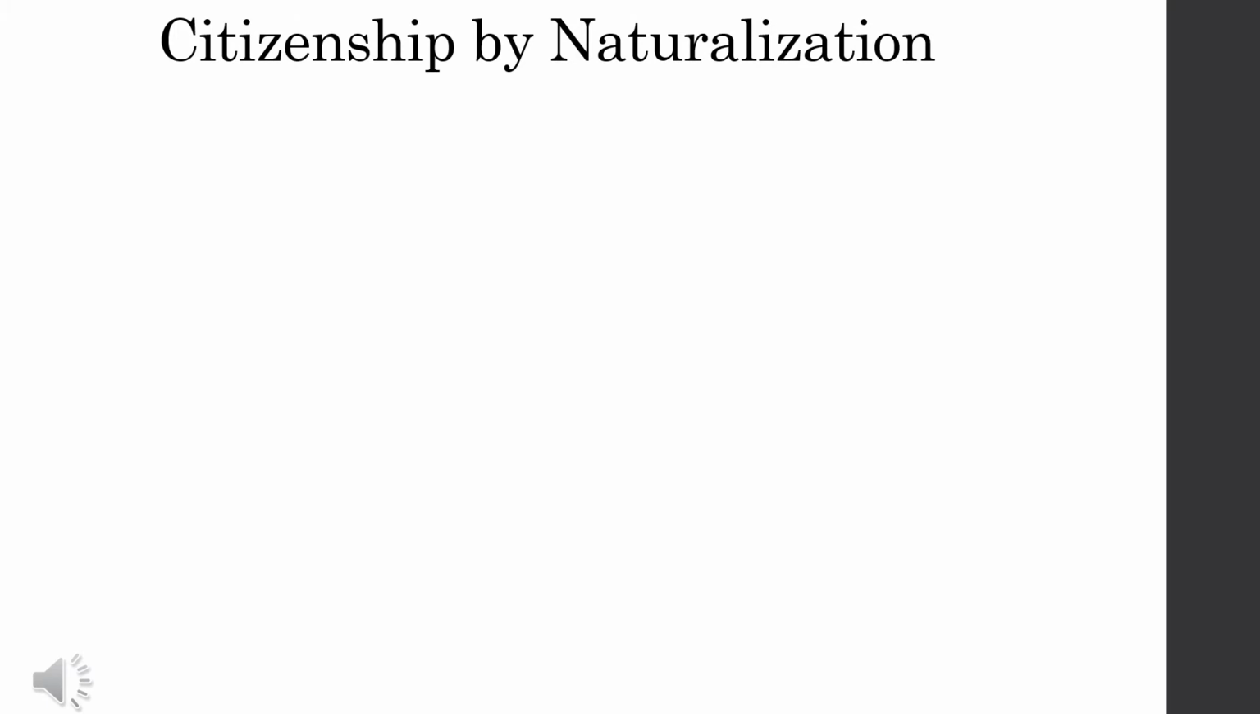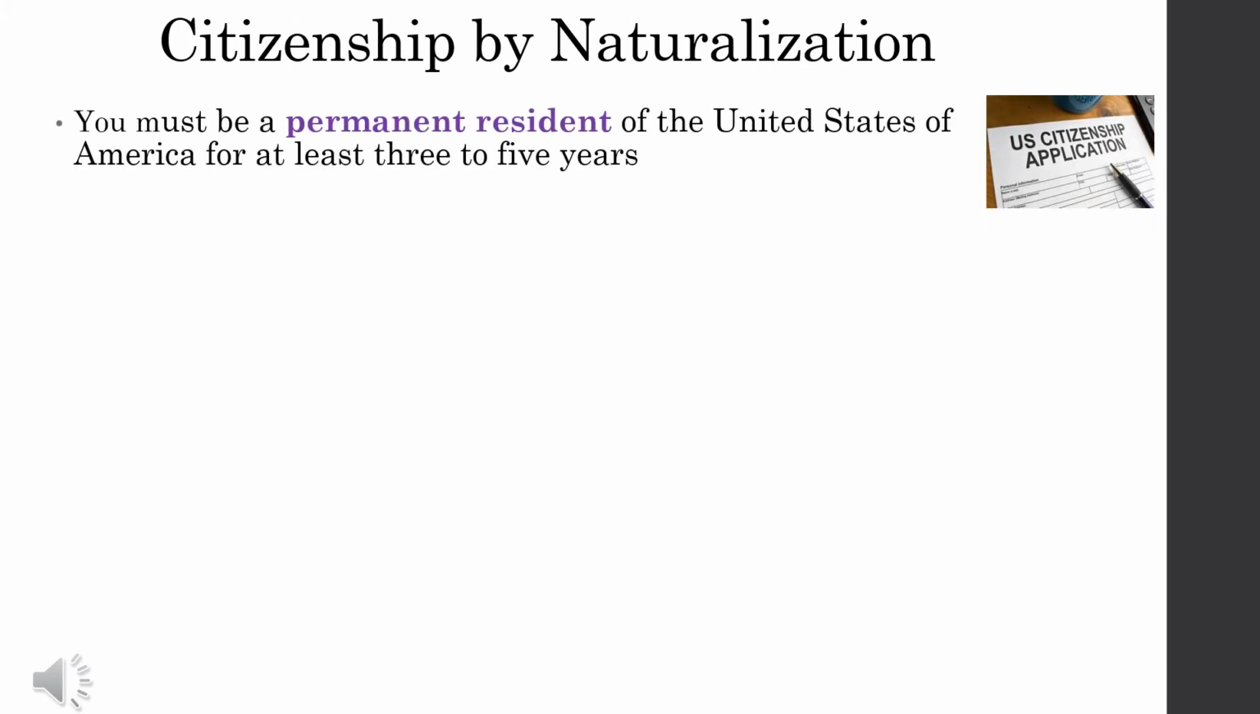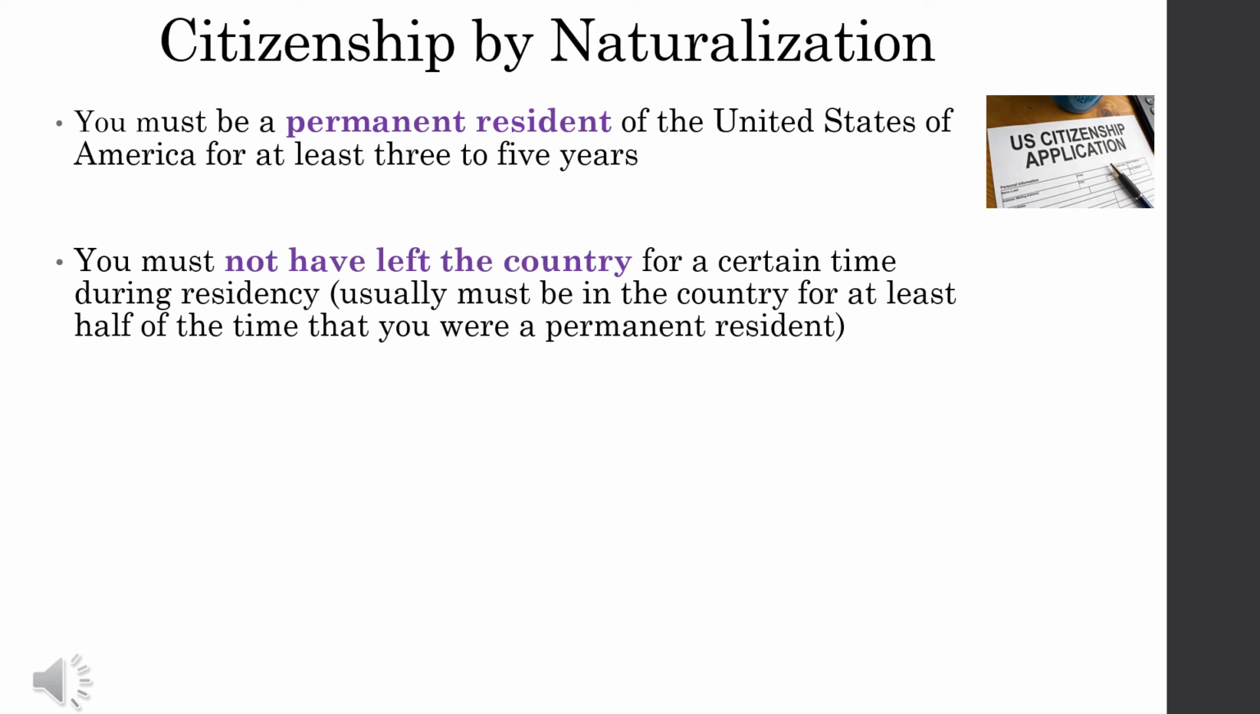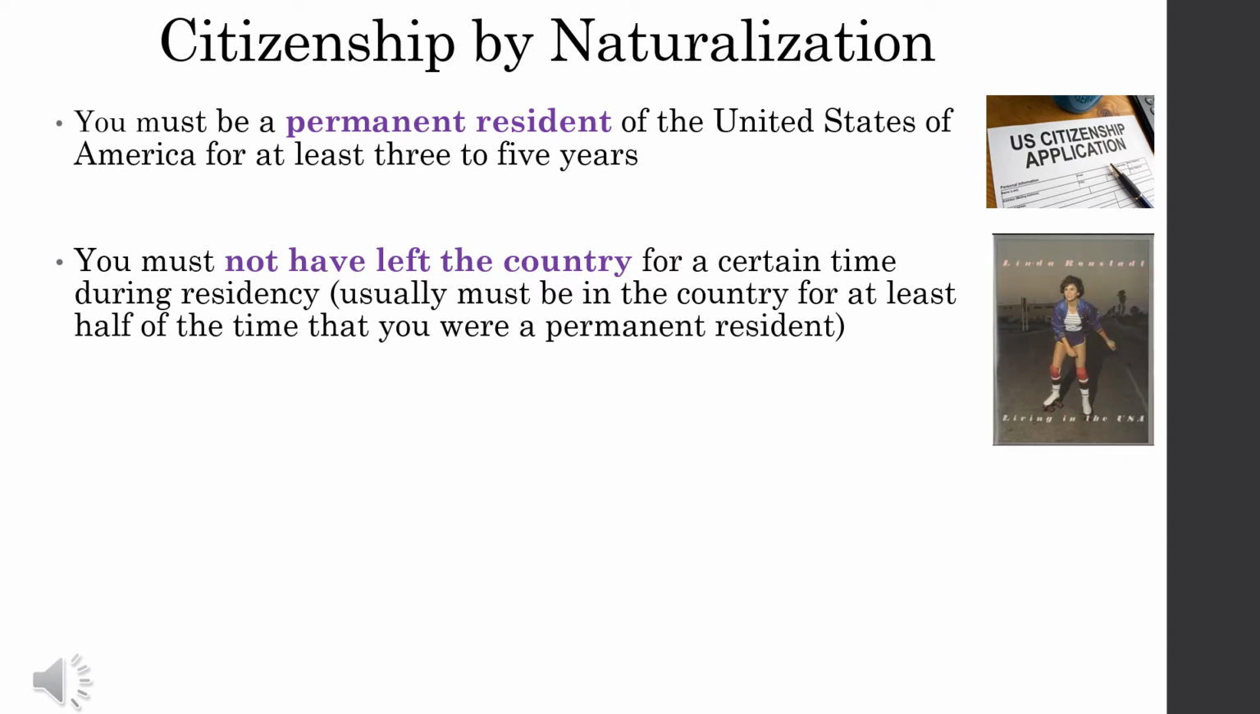For those of us who are born as American citizens, we sometimes take our citizenship for granted. But if you ask anyone who's been through the naturalization process what it's like, they will tell you that becoming an American citizen is hard. So let's talk about citizenship by naturalization. You must be a permanent resident of the United States of America for at least 3 to 5 years, and you must not have left the country for a certain time period during your residency. Usually, you must live in the country for at least half of the time that you were a permanent resident.